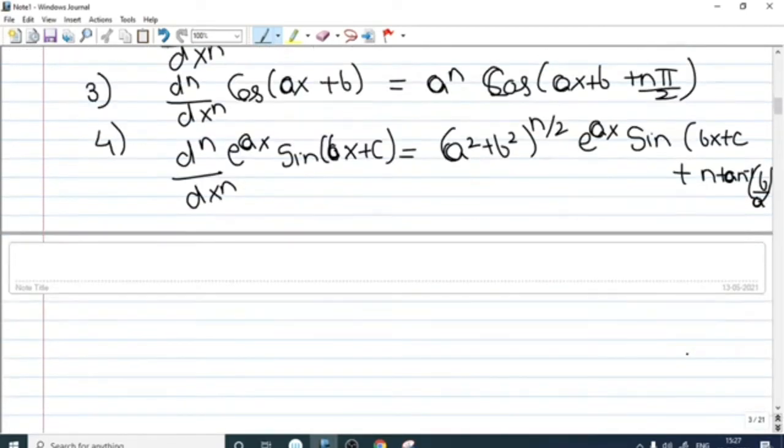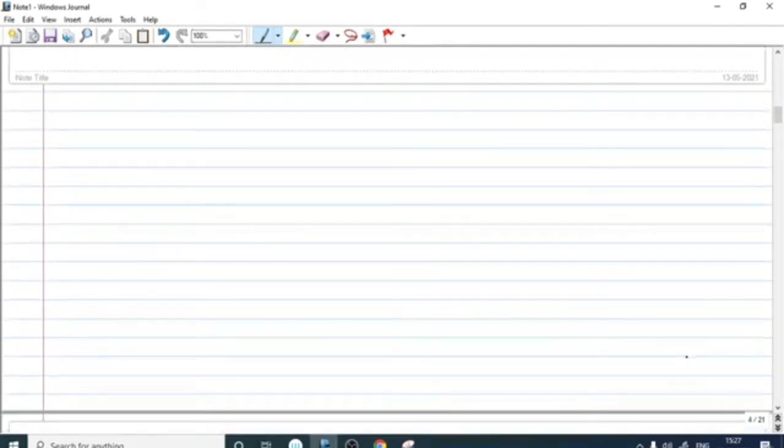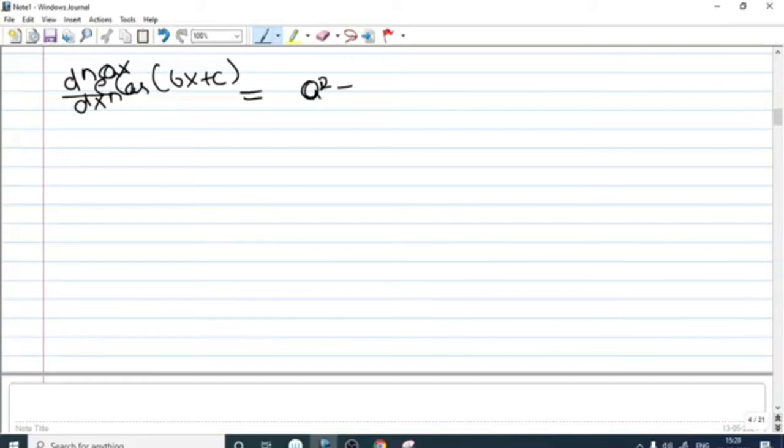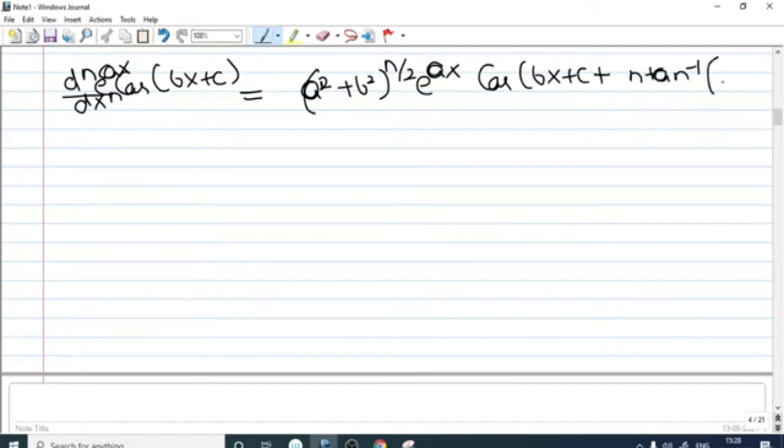Now let's move on to the next formula, the fifth one. The fifth one is d power n of dx power n of e power ax into cos bx plus c. Here I forgot to write e power ax. So this will be similarly a square plus b square, the whole upon n by 2, e power ax into cos bx plus c. You have to write it similarly here, n times tan inverse b by a. So just keep in mind this formula.